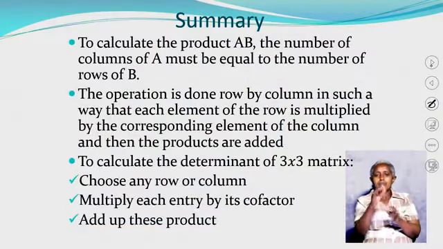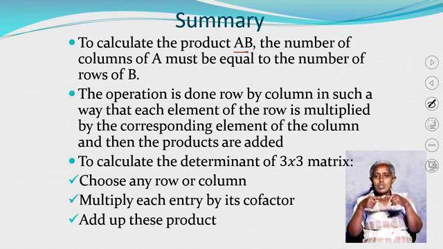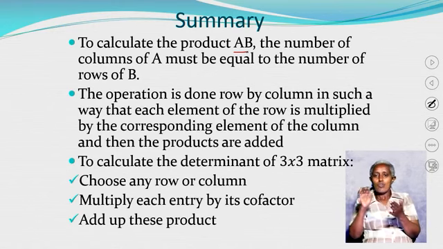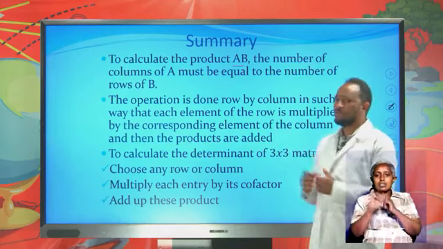Check this by yourself. The basic points that we have seen today: to calculate the product of matrices AB, the number of columns of A must be equal to the number of rows of B, and the operation is done row by column, in such a way that each element of the row is multiplied by the corresponding element of the column, and then the products are added. And to calculate the determinant of a 3 by 3 matrix, first choose any row or column, then multiply each entry by its cofactor, and finally add up the products. So this gives you the determinant of a 3 by 3 matrix. This is the basic concept that we have seen today.